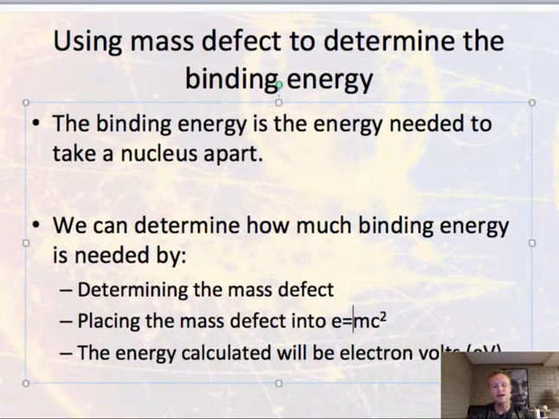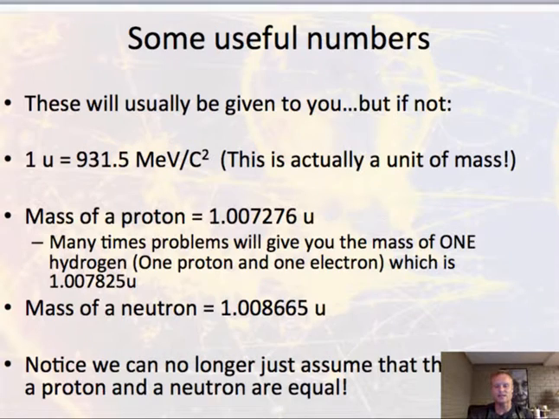Now, to solve some problems, there are some useful numbers for you guys to know. In a nutshell, we'll practice this a lot in class, and a lot of these will probably be given to you, but I just thought I'd let you know. 1 U is equivalent to 931.5 mega electron volts over c squared.